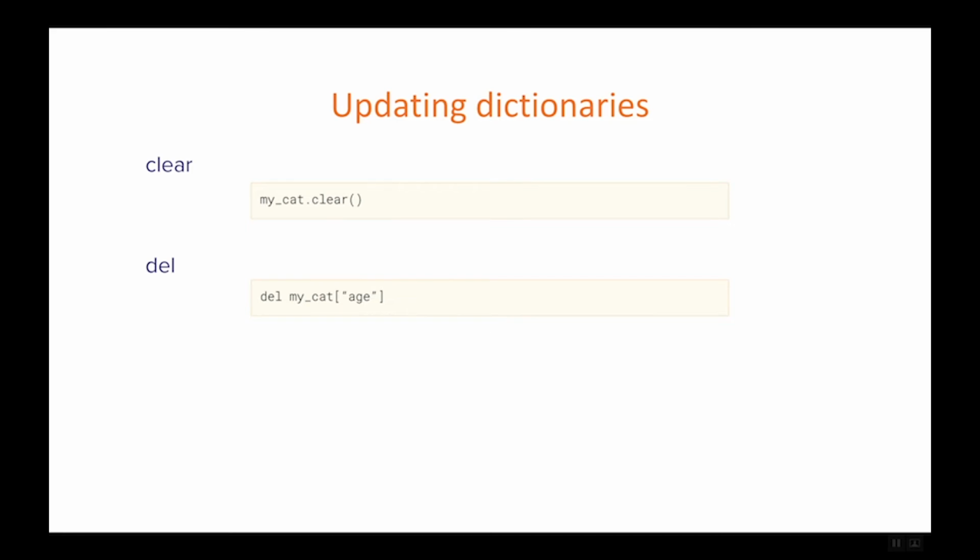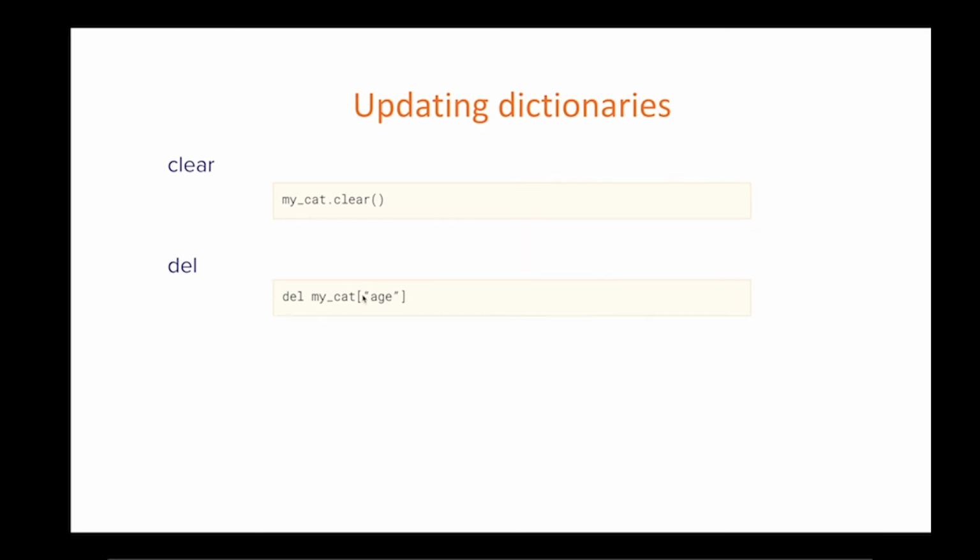So one thing you can do also to remove a key and value pair is to use the del keyword. The del keyword will simply remove the key and automatically the value that is associated.